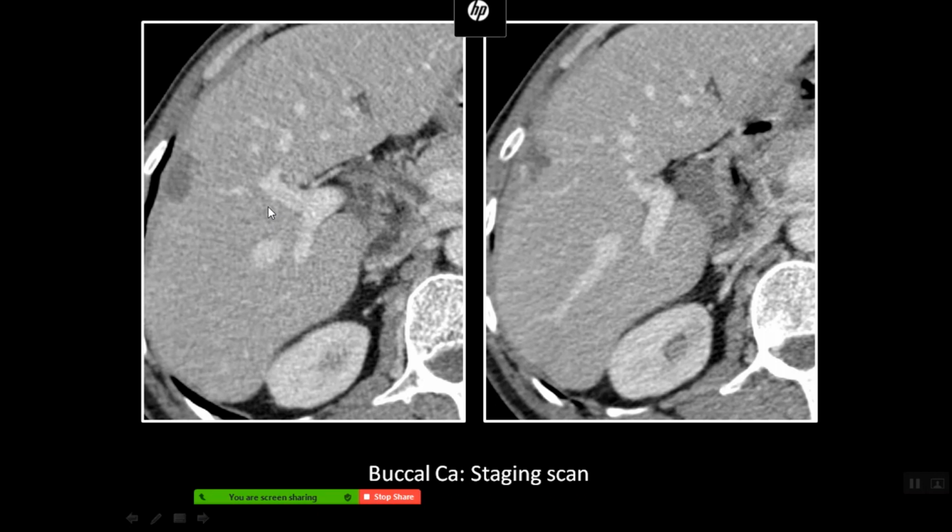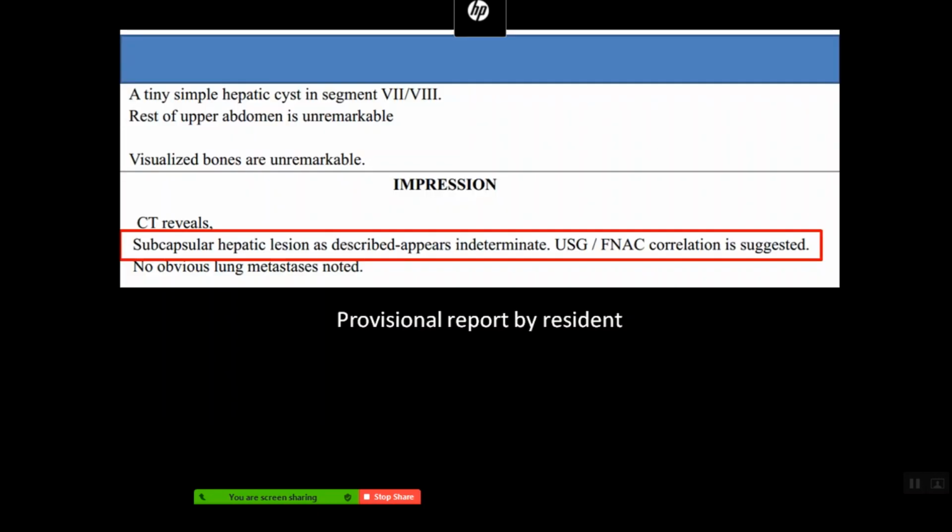Right, so again here I don't think it will project very well, but this is an indeterminate sort of lesion. What you see is this dot here, and again you think of a hemangioma, right? So often these single time point cases become a little more difficult. So based on your confidence, you may call it a hemangioma or you may ask for an ultrasound. Okay. Right, so here the provisional said it's an indeterminate lesion and it's fine.